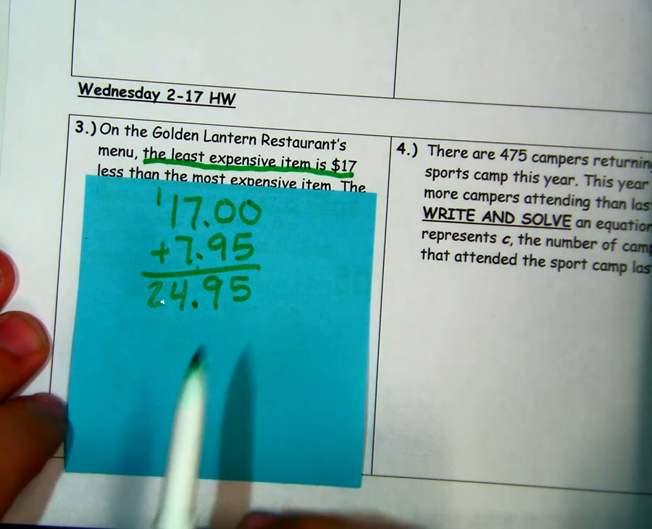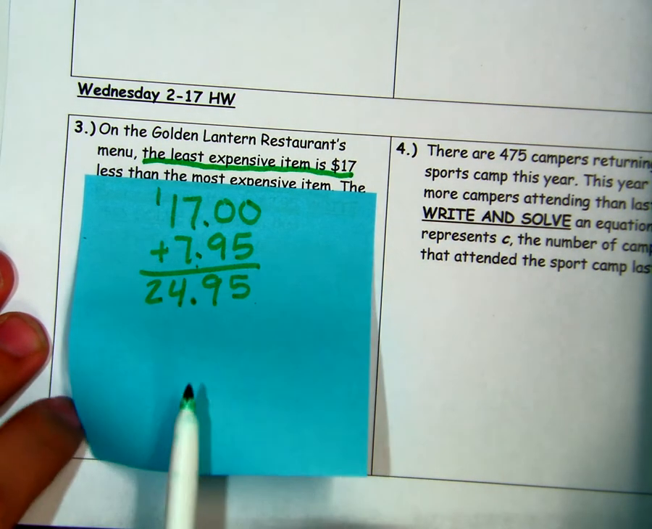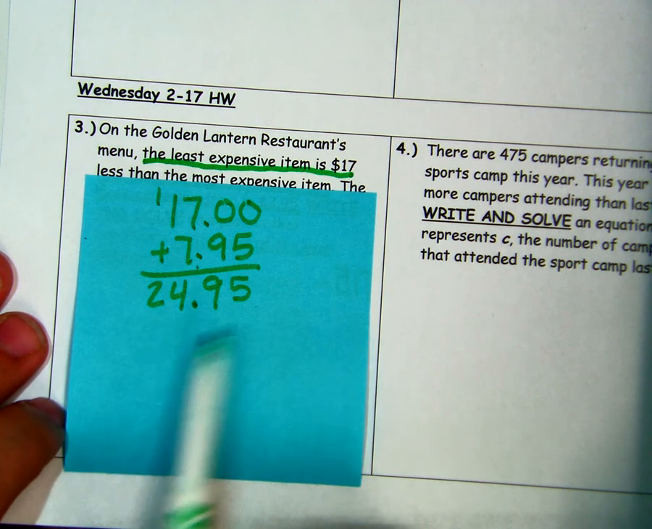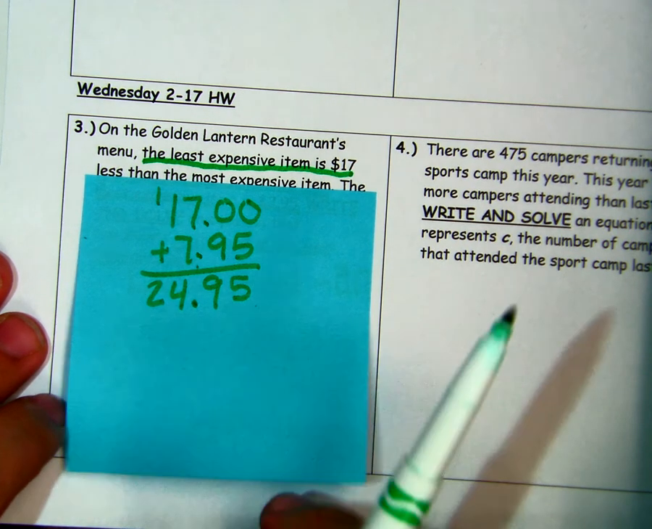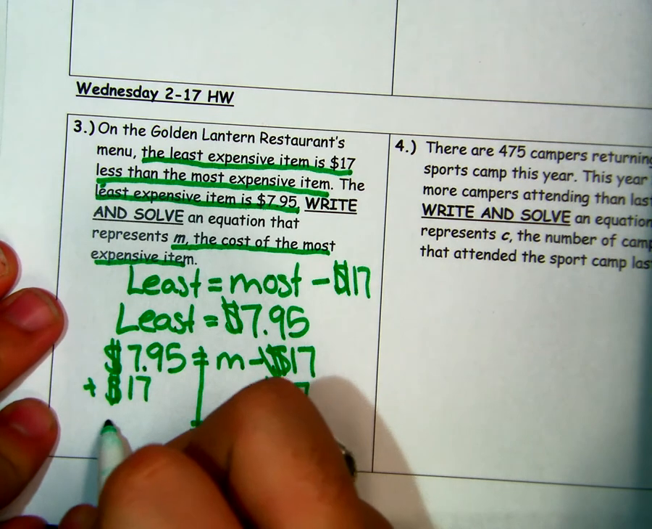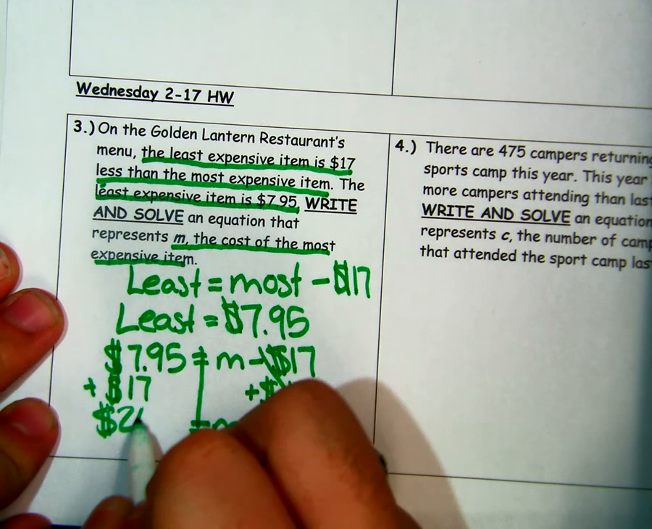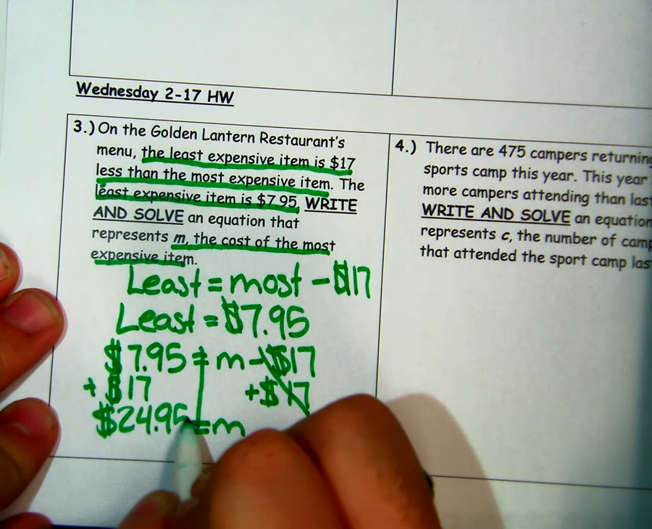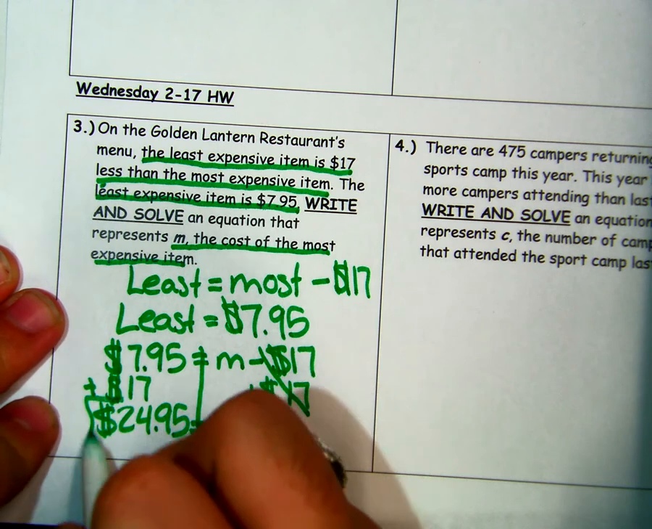So that means that the most expensive item at Golden Lantern's restaurant needs to be $24.95. And then, of course, we always box our answer.